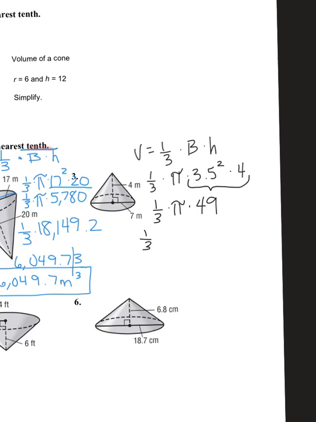And that's going to give us 1/3 times 153.86. We're going to do that divided by 3. And we get, so 153.86 divided by 3 is 51.28. But we're only rounding to the tenths. And the 2 is going to go up because it has an 8. So it becomes 51.3 cubic meters.